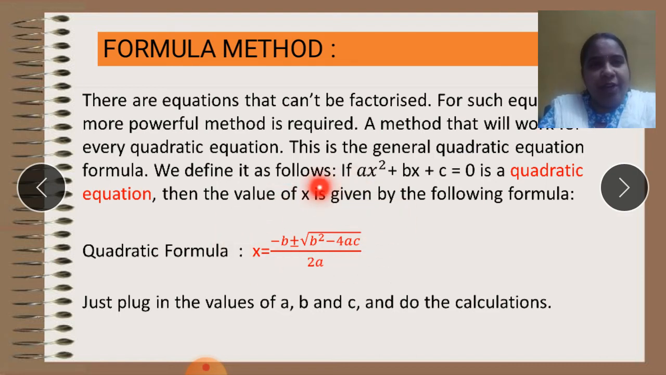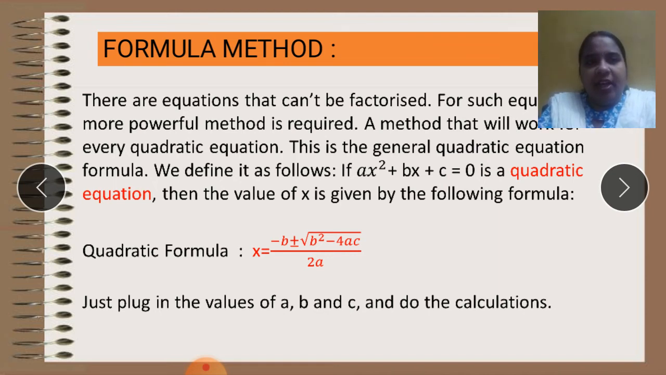You need to remember this formula. So I want you to write formula method as a heading and write this formula before we start with the exercise sums. So x is equal to minus b plus or minus root of b square minus 4ac upon 2a is the formula to be learned when you are solving sums by formula method. Now what are you expected to do in this? Just plug in the values of a, b and c, which are nothing but the coefficients. You will understand it better when we solve sums based on this.